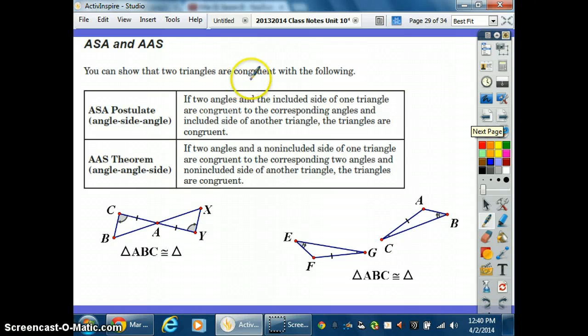Now we're going to take a look at the other two ways to prove triangles congruent. You can show two triangles congruent with the following: ASA, angle, side, angle. If two angles and the included side of one triangle are congruent to the corresponding angles and the included side of another triangle, the triangles are congruent. And then angle, angle, side. If two angles and the non-included side of one triangle are congruent to the corresponding two angles and the non-included side of another triangle, the triangles are congruent.